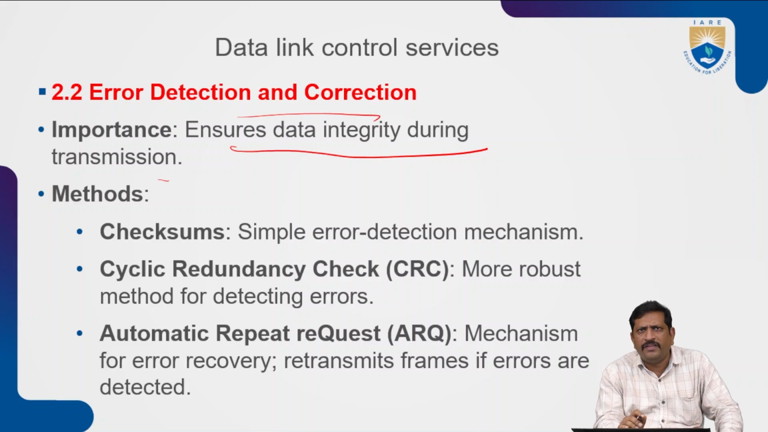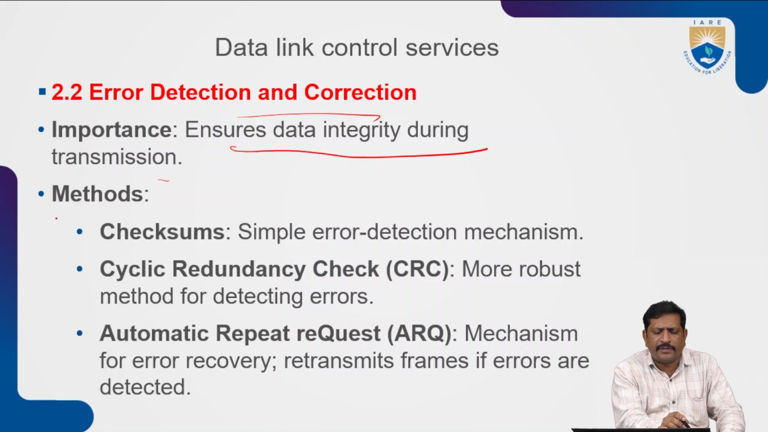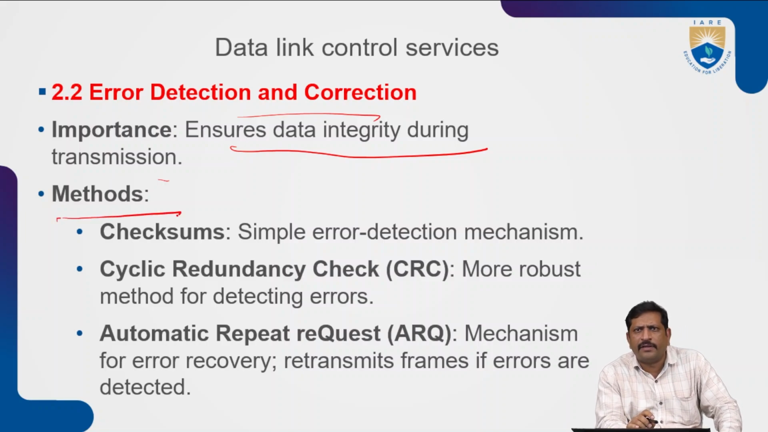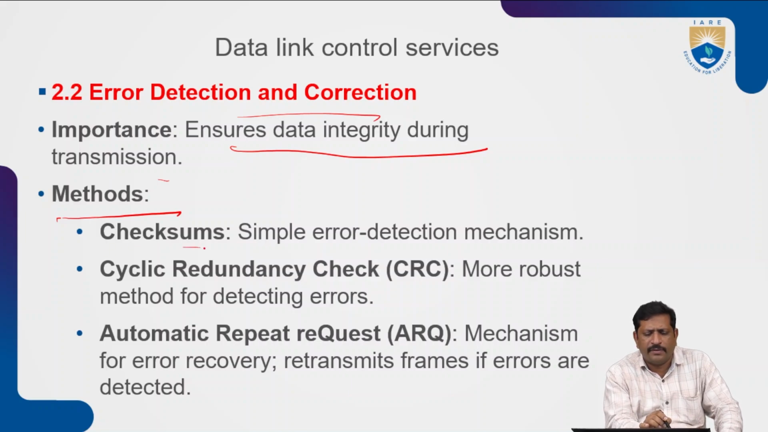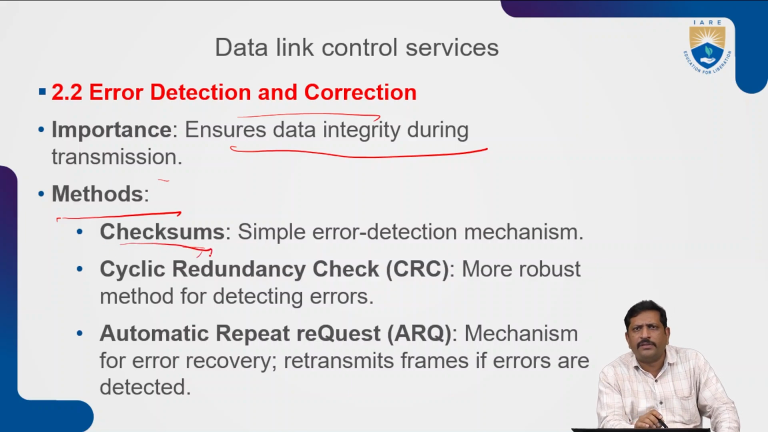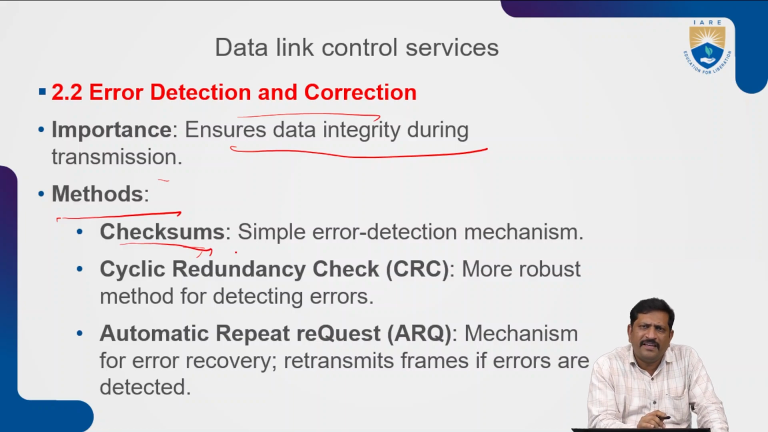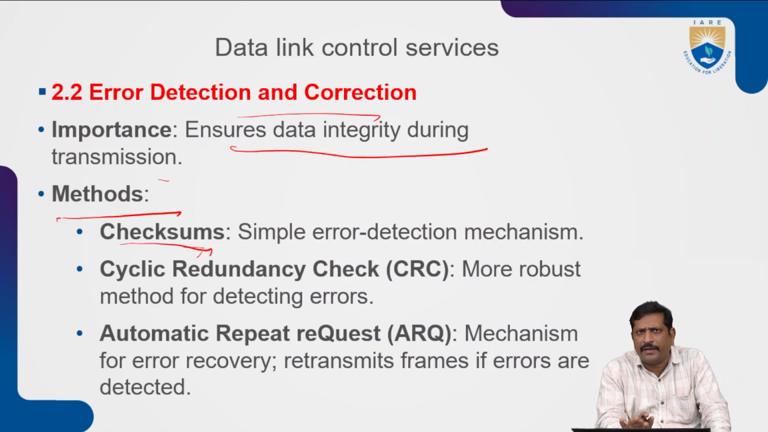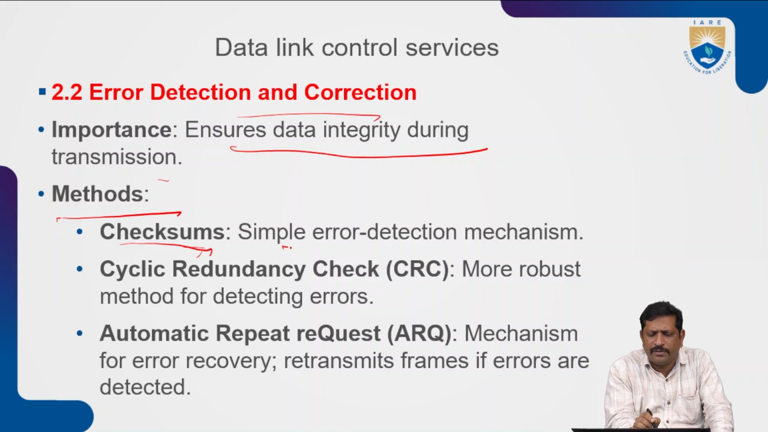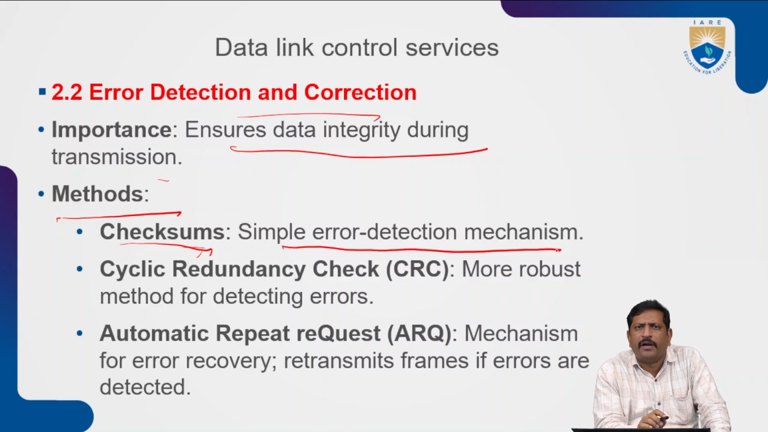So with the help of error detection and correction, there are techniques and algorithms. What techniques, what methods do we use? First, the checksum method. By using the checksum method, whatever data you are transferring between two devices, two computer machines, we can identify the errors, detect them and correct them. The checksum is a simple error detection mechanism.